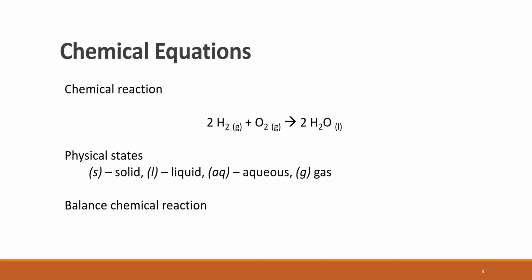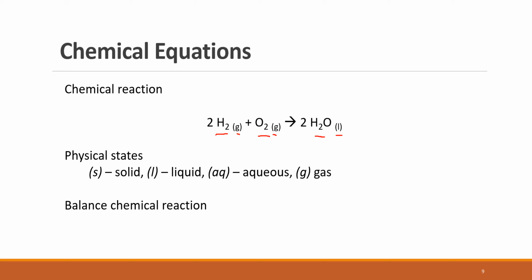We represent chemical reactions by using chemical equations. So in this particular chemical equation, our reactants are going to be hydrogen gas and oxygen gas. We then have an arrow pointing to the product, which is water. So let's look at a few features of chemical equations. First off, these little subscripts in parentheses after each one, what do those represent? Those are representing the physical states of the reactants and products in the chemical equation itself.